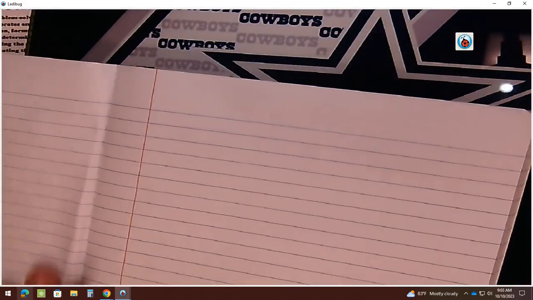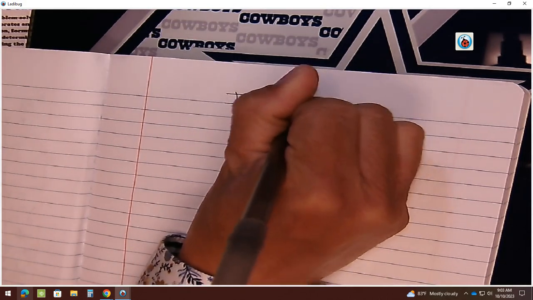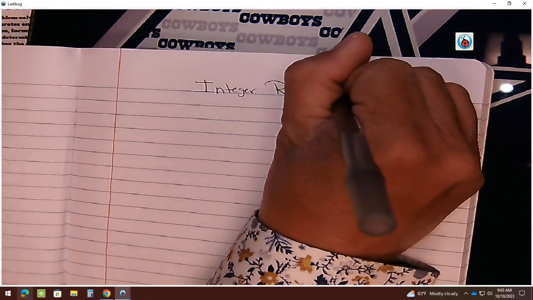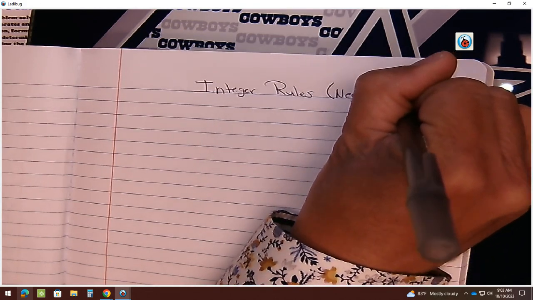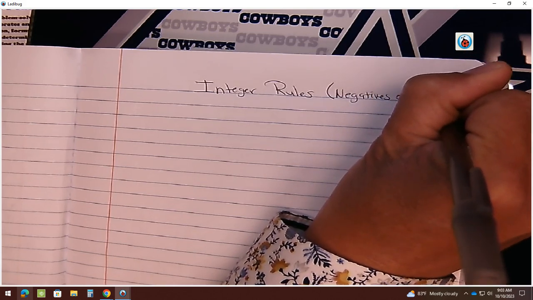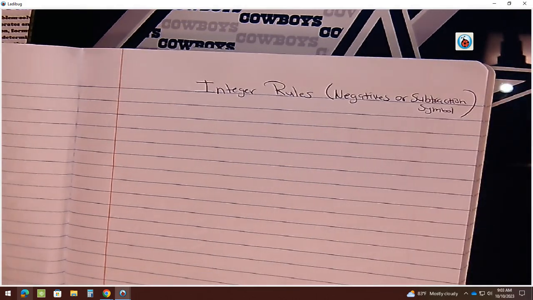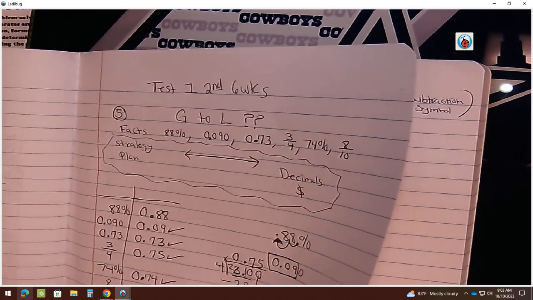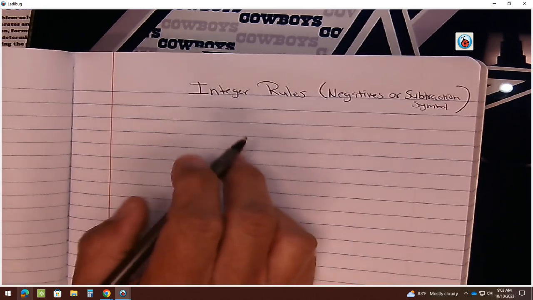Today, we're going to start something new. It's called integer rules. When we use integer rules is when there's any negatives that are involved. If there's any negatives or a subtraction symbol. Again, we just copy these quick notes for the test review 1, second 6 weeks. Leave the back empty and go to a new page and call it integer rules.